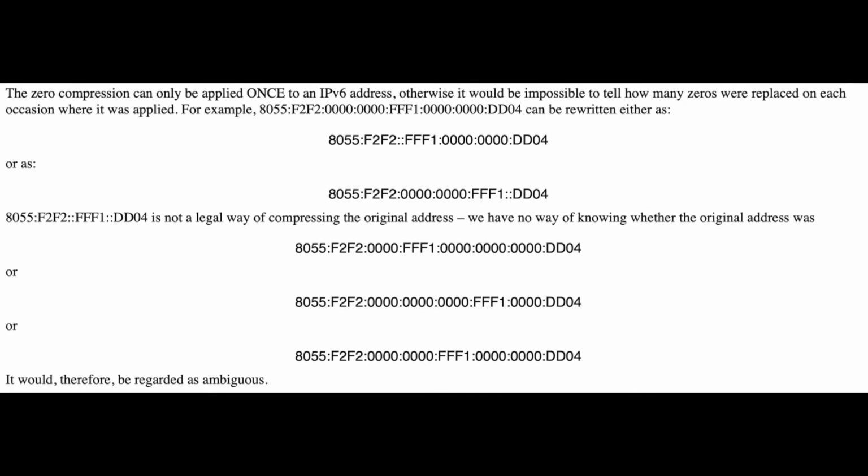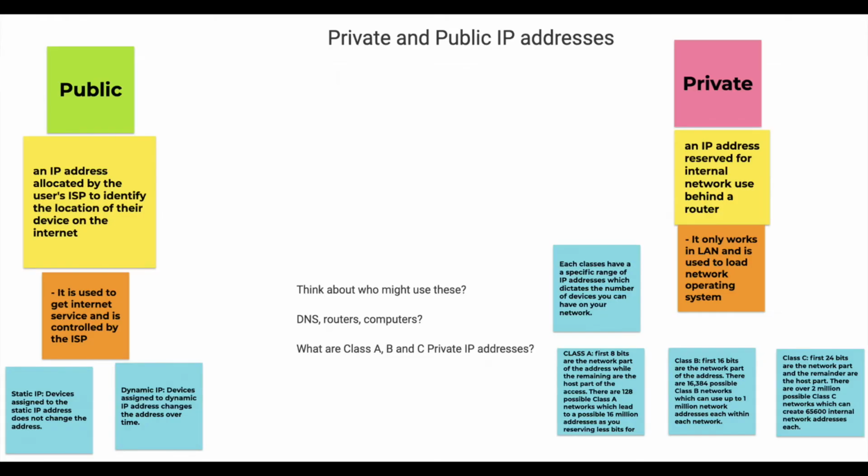And that basically means that we have no way of knowing what the original address was, because it can be very difficult to tell how many zeros were replaced on each occasion. Therefore, zero compression can be quite ambiguous, and you just got to be aware of that when you're using it. However, that's not the only thing that can help us with organizing a network. You also have things like private and public IP addresses, and these are quite useful for us to set up zones which can be secure and something where we can share and collaborate.